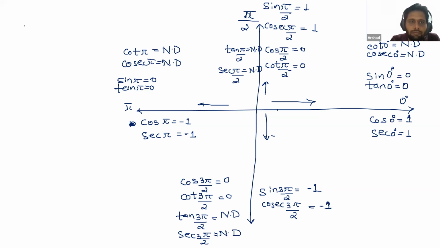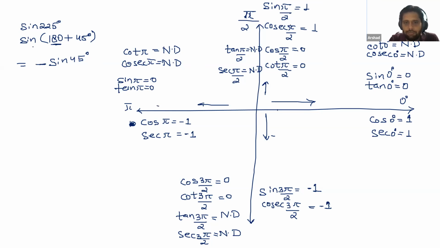So, how can we do that? For example, you have sine 225. Break this into 180 plus 45. So you have to calculate the value. 180 plus 45, so sine remains sine 45. Which quadrant is this? You are adding 45 to 180, so it is the third quadrant. In the third quadrant, sine is negative, so put a negative sign. I will explain this to you again in inverse trigonometric functions.